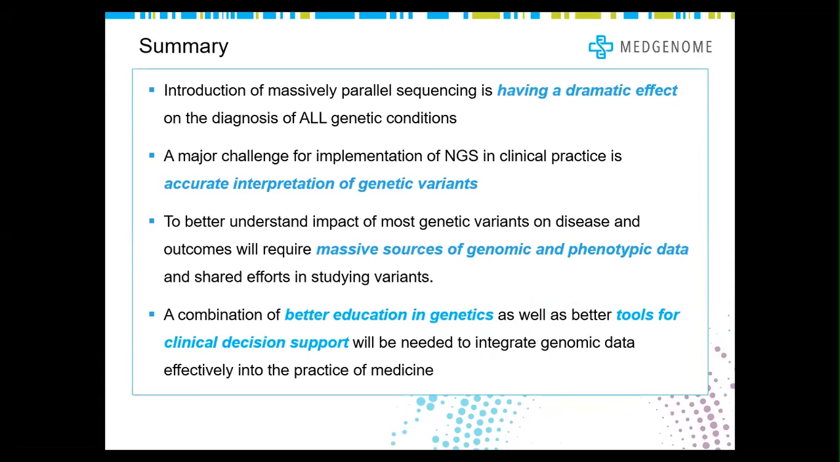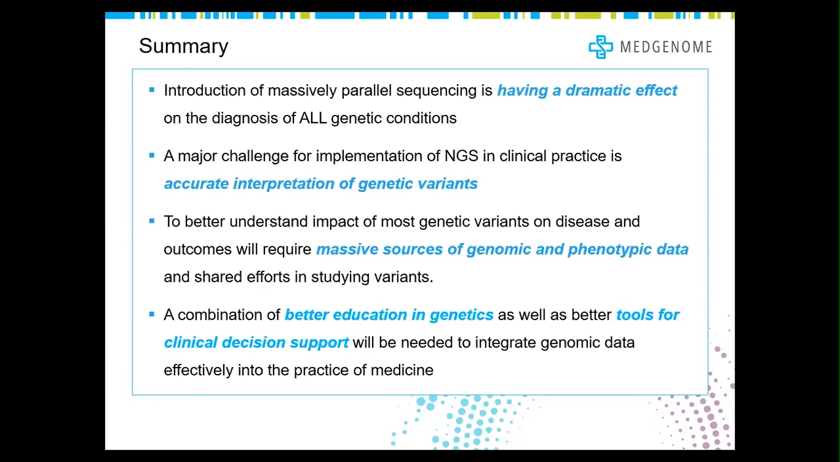So I just want to summarize that definitely the newer tests which are coming up, especially next generation sequencing, are having a dramatic effect, and the pickup rate and the diagnostic rate of rare disorders is going exponentially high. The major challenge, unfortunately, is the accurate interpretation of the genetic variants. So as long as that big chunk of VUS is there, we still are not very confident. So we have to understand the impact of these genetic variants.